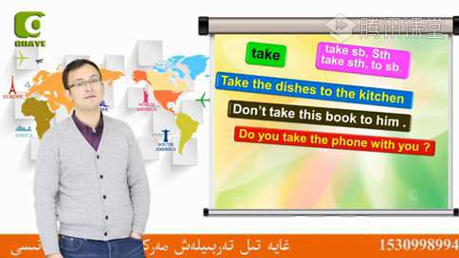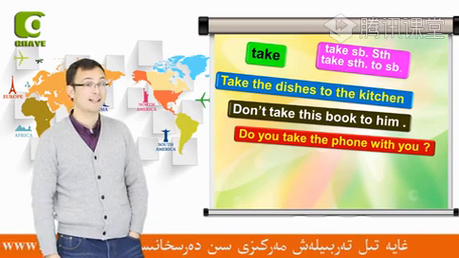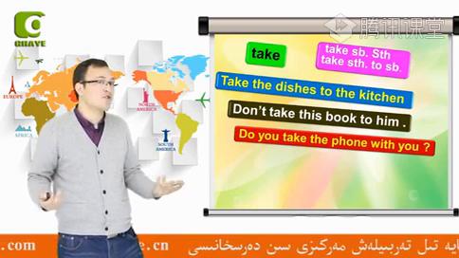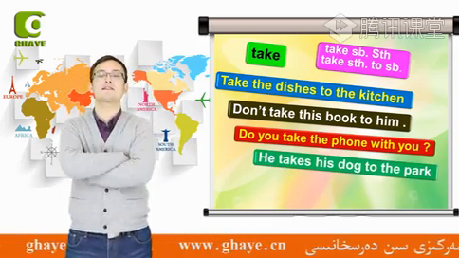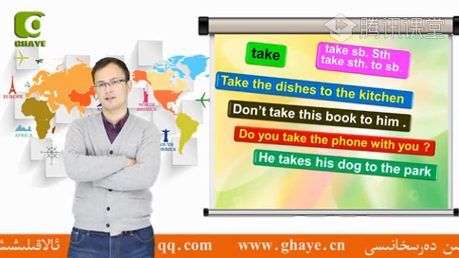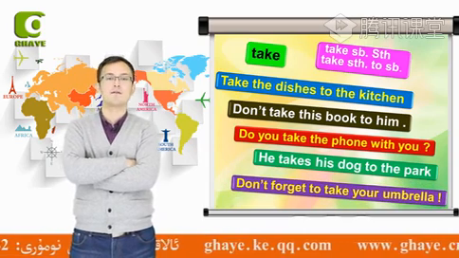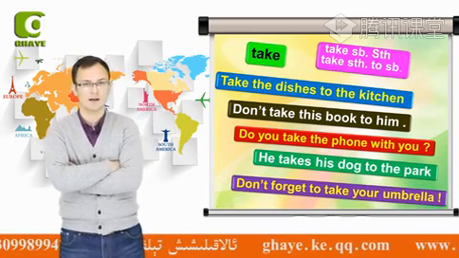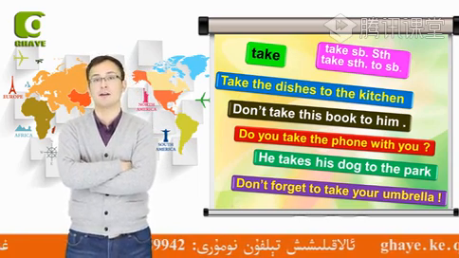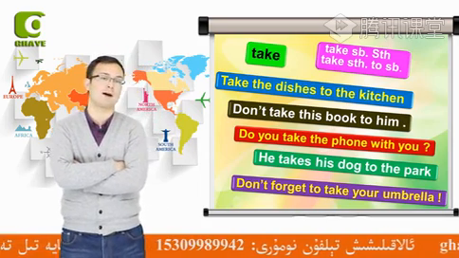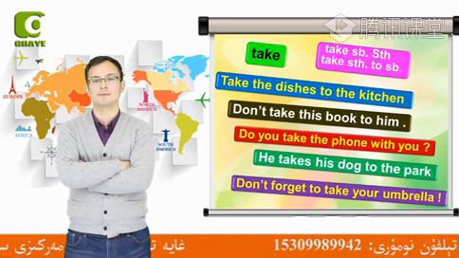Masalan, do you take the phone with you? Siz telefonni o'zingiz bilan olib yurasizmi? Do you take? Shuni deymiz, take. Masalan, he takes his dog to the park. U itini bog'ga olib boradi. And don't forget to take your umbrella. Soyabonni olishni unutmang. Don't forget to take your umbrella. Umbrella.